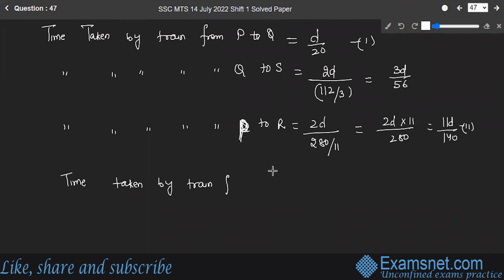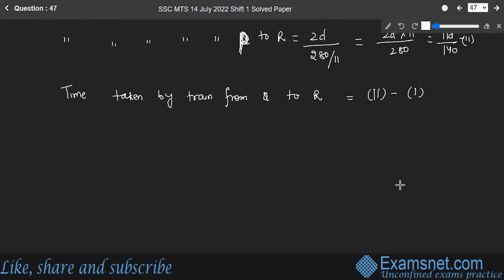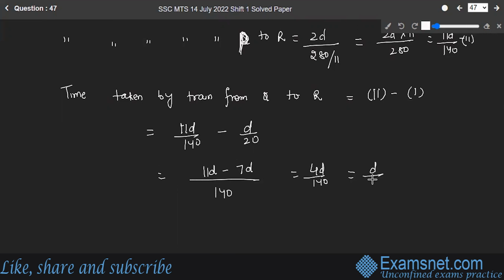Okay, so now the time taken by the train from Q to R. This we can find out by subtracting the first equation from the second. So it will be 11D upon 140 minus D upon 20. I'll take the LCM 140: 11D minus 7D, which will be 4D upon 140, that's equal to D upon 35. So this is the time taken by the train from Q to R.